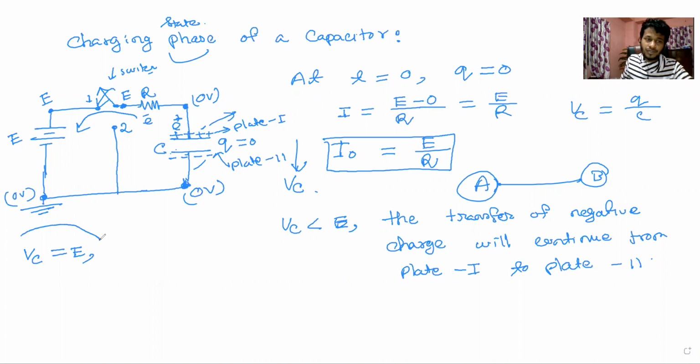Look, when Vc equals E, there will be no transfer of charge from plate 1 to plate 2. That means there will be no increase in charge on the capacitor, isn't it? And this state is known as the steady state condition of a capacitor. Steady state condition occurs when the voltage across a capacitor equals the voltage across the power supply.